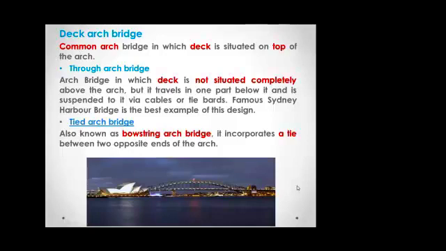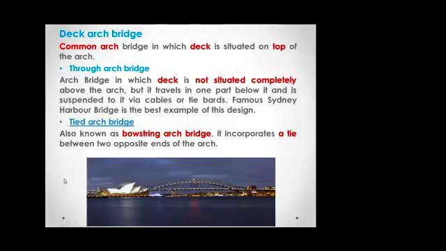You can see in this picture, it is not fully above, and a deck will be crossing over there. So that is the through arch bridge. And what is a tied arch bridge? It is also known as a bowstring arch bridge. It incorporates a tie between the two supports.